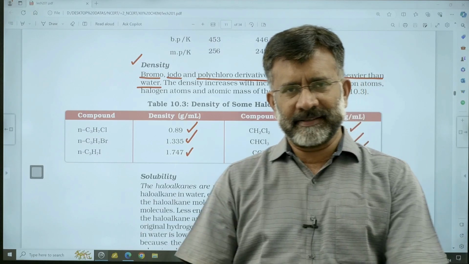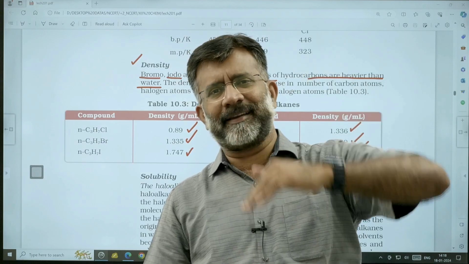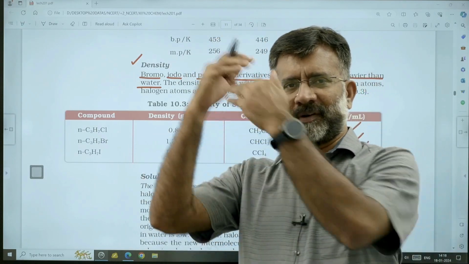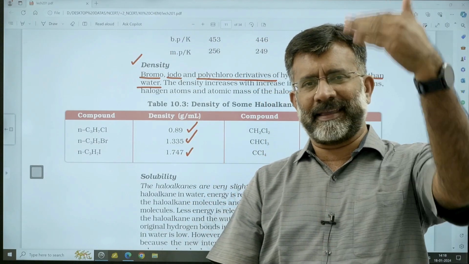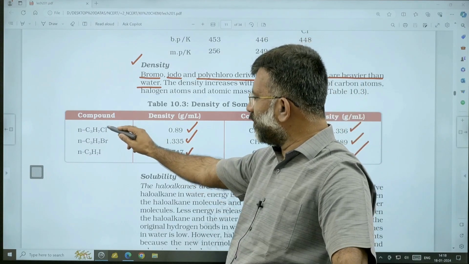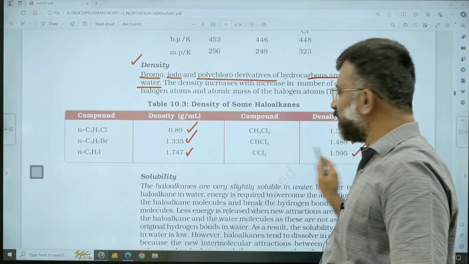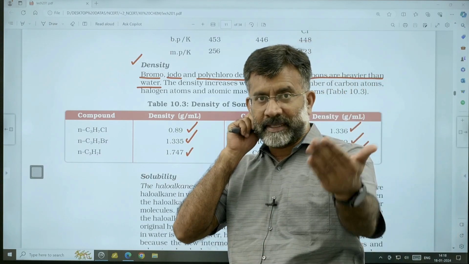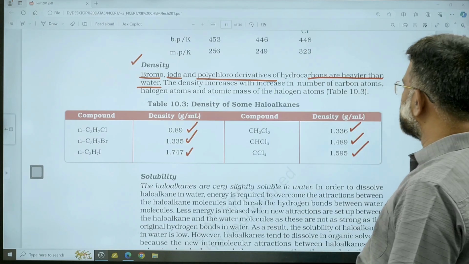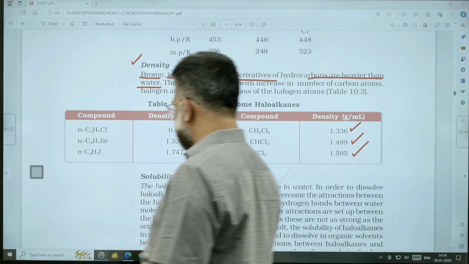Right. See, there can be conceptual questions, giving two or three different layers, with water given and some of these compounds given, asking which is on the upper side and which is on the lower side, marking X, Y, Z. Chloro will be above water, while these components will be below water. They are heavier than water. The density increases with increase in number of carbon atoms, halogen atoms, and atomic mass. That's it.